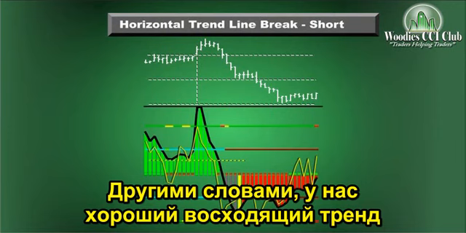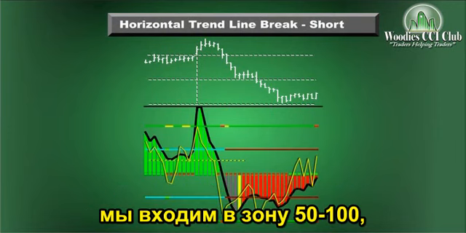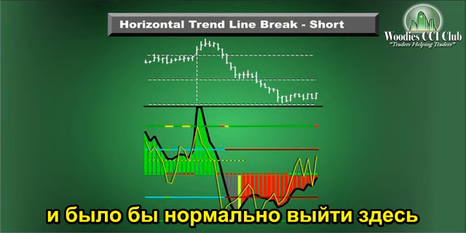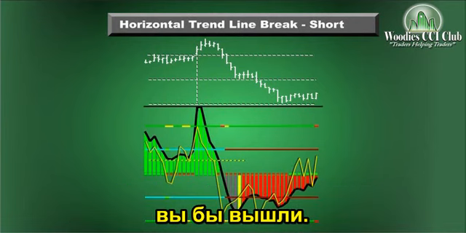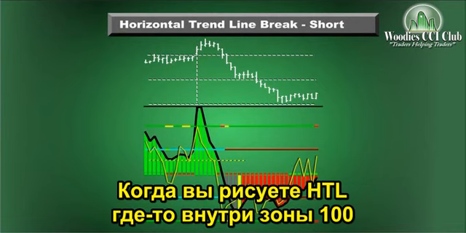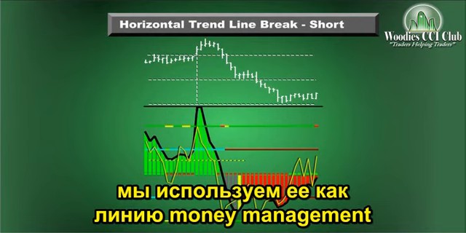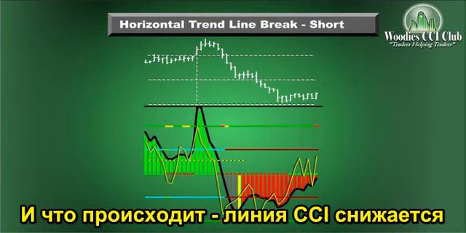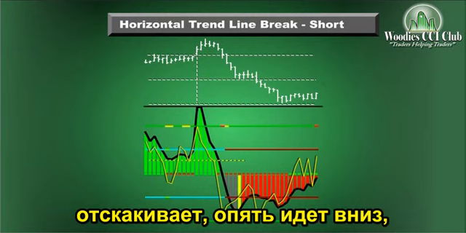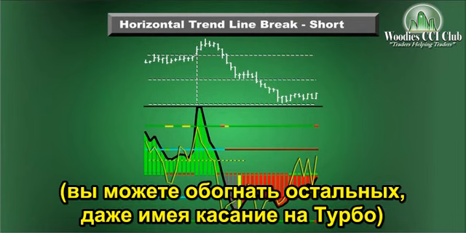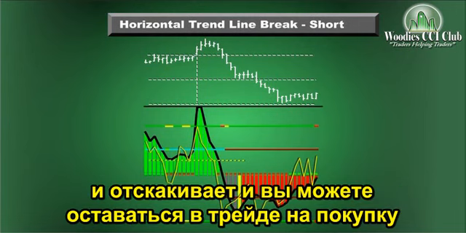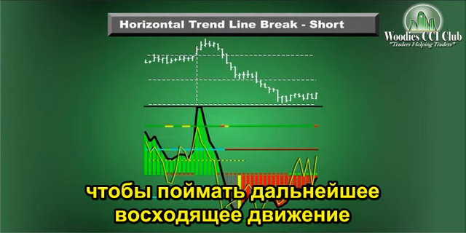In other words, we had a nice uptrend. We come inside the 100 here, which would normally be an exit, maybe, if we were in a trade from a pattern from before. You would exit. When you can draw a horizontal trend line somewhere inside that 100, you can use that as a money management line. And what happened was it came down right to it, bounced away from it, came down again and tested that horizontal trend line that you can now draw, because you even had a touch on the turbo there, and it bounced away, and you could be staying with your long to catch this further updraft.